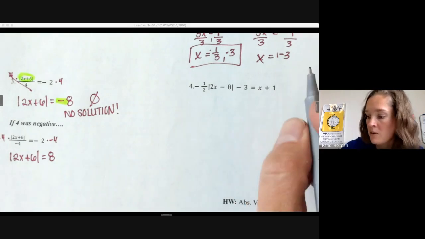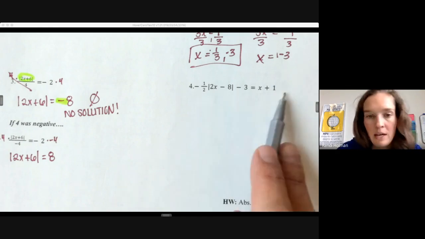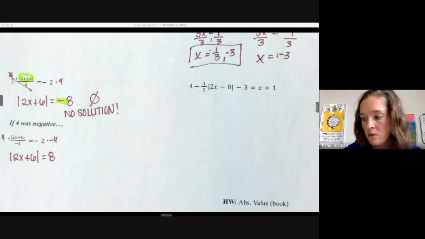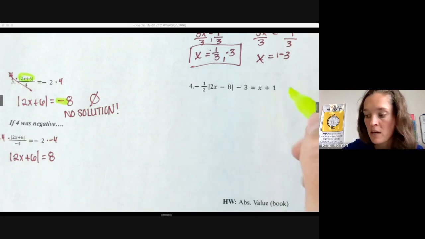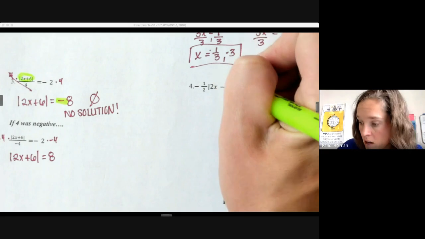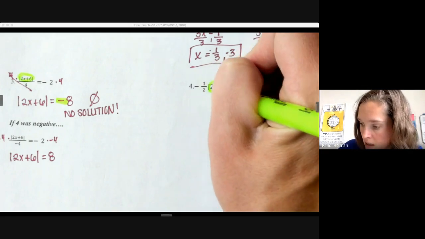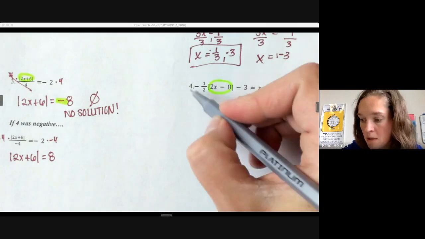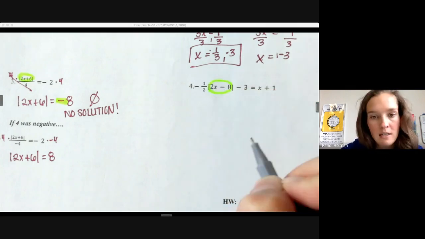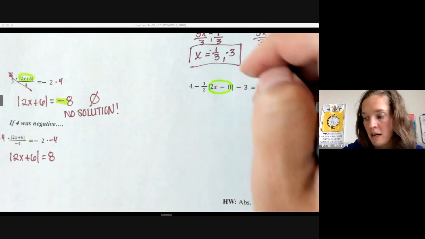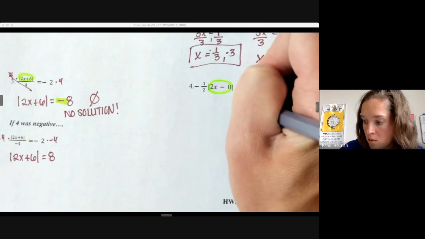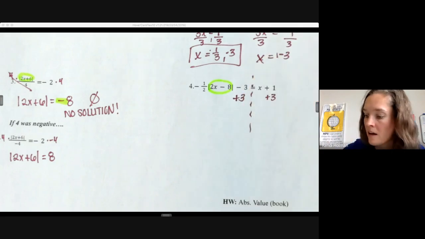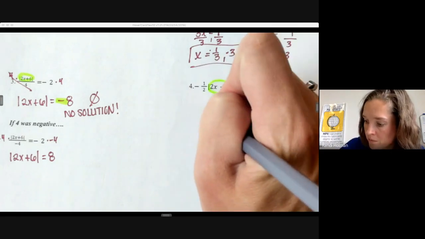And last one here. Oh, this one's a little different because we have variables everywhere, but that's okay. Our process is still the same. So we're going to isolate the absolute value. So right now, I don't care that there's an x over here. Our first goal is to get this thing by itself. So it looks like we are doing 2 things here. We're multiplying by negative 1/2 and subtracting 3. I would multiply before I subtract, so I'm going to undo subtraction before I undo multiplication.